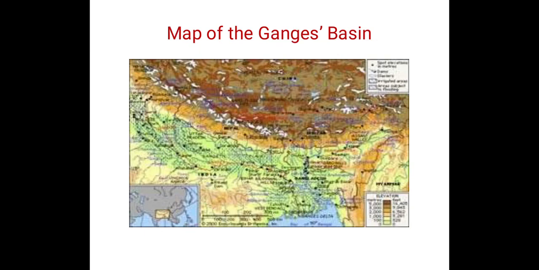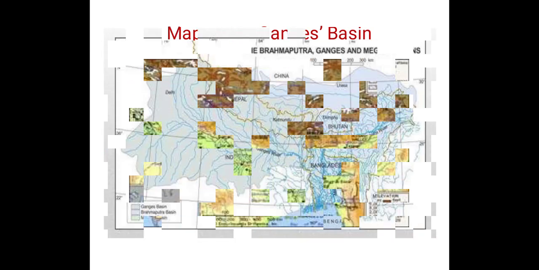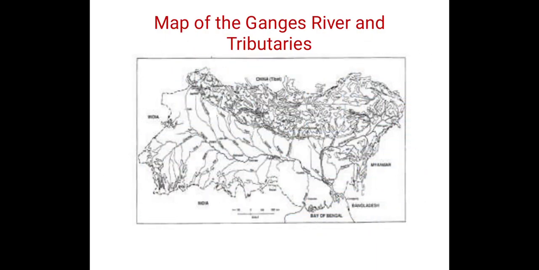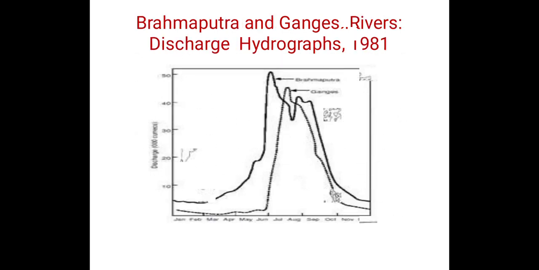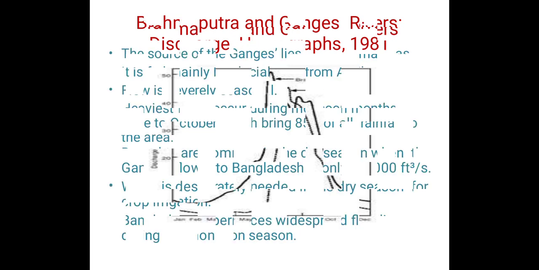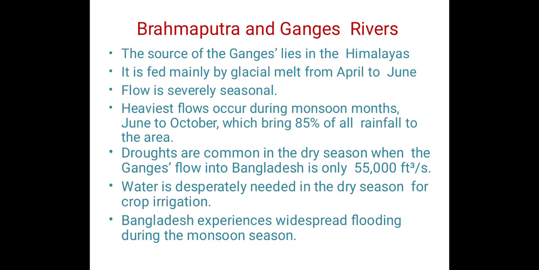Here we can see a map of the Ganga's basin, a map of the Ganga river and tributaries. Brahmaputra and Ganges rivers discharge hydrographs of 1981. The source of the Ganges lies in the Himalayas. It is fed mainly by glacial melt from April to June.